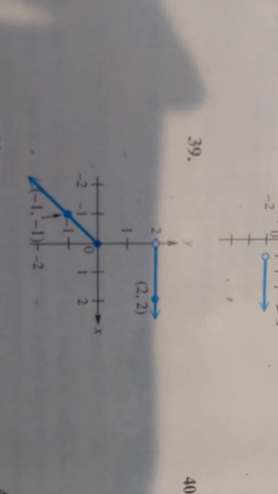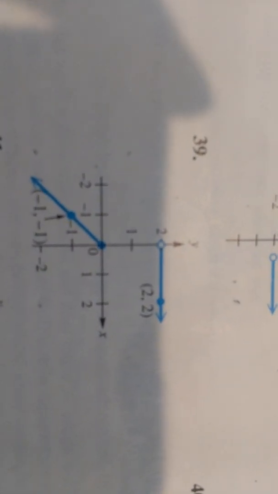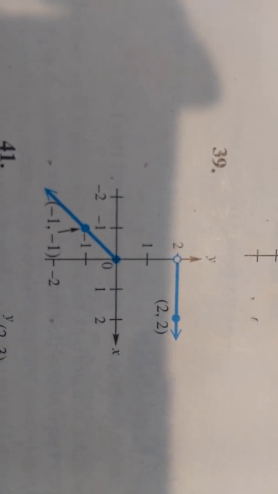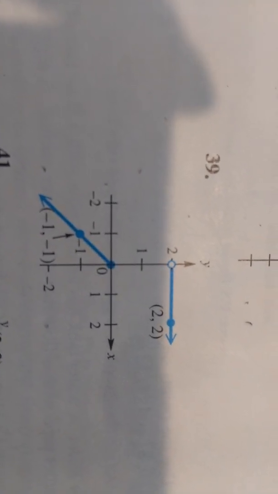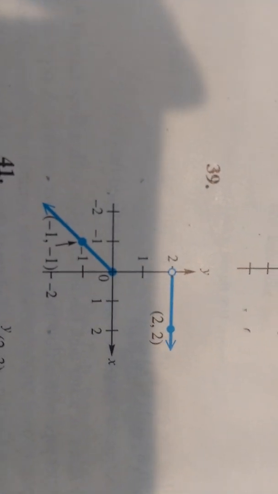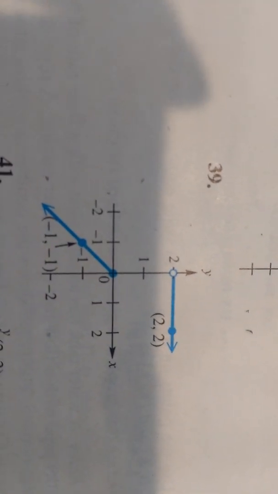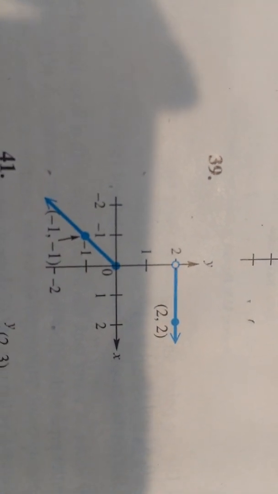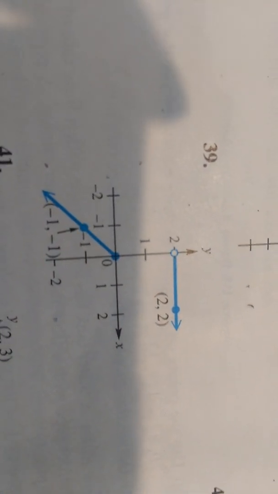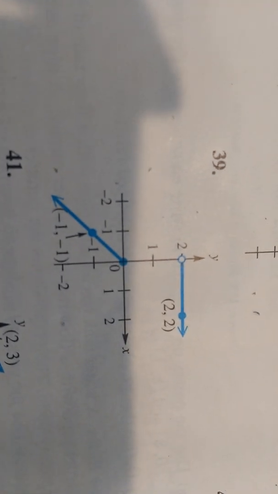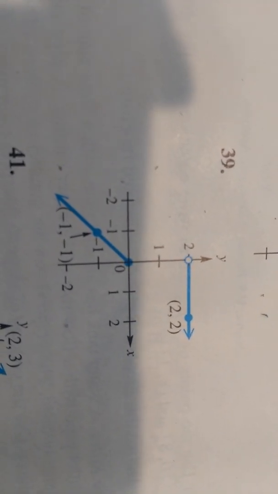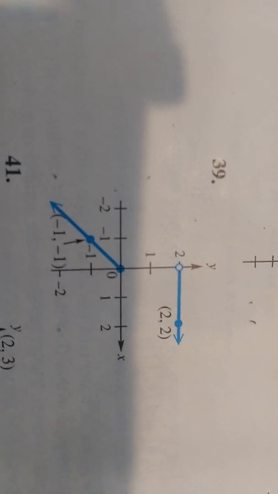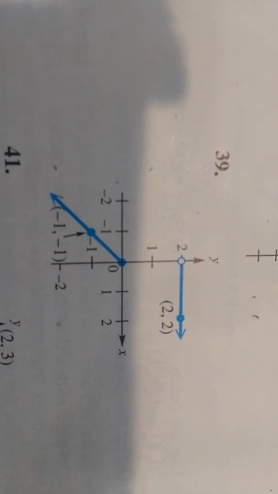So in the highest line, y always equals 2 when x is greater than 0, but not equal to 0 because the circle is left empty. So the rule for this top part of the function would be f of x equals 2 if x is greater than 0.